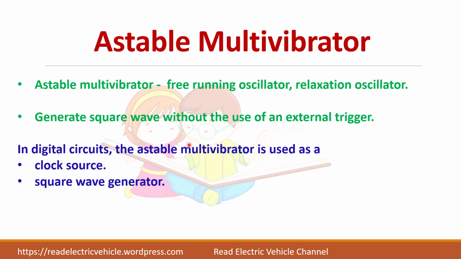So we can say that an astable multivibrator is a free running oscillator because we are not giving any external trigger pulse. It just comes out automatically. So it is a free running oscillator or relaxation oscillator. It can generate a square wave without the use of an external trigger. Basically, it has a lot of applications. It is used as a clock source or a square wave generator in digital circuits.